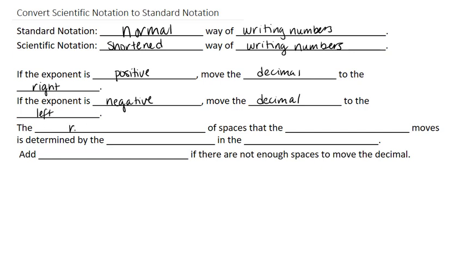And then the number of spaces that the decimal moves is determined by the number in the exponent. And we may have to add zeros if there are not enough spaces to move the decimal. So let's do a few examples.